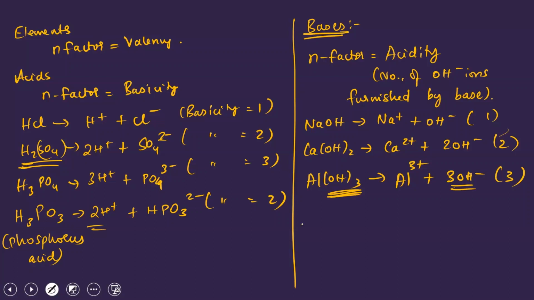Now if I ask you the equivalent weight of NaOH, what will you substitute? Molar mass of NaOH divided by n factor, which is 1. For NaOH, molar mass is 40 divided by 1. So the answer is 40 grams. So when will the equivalent weight be equal to the molar weight? If n factor is equal to 1. Is that clear? Copy it down.